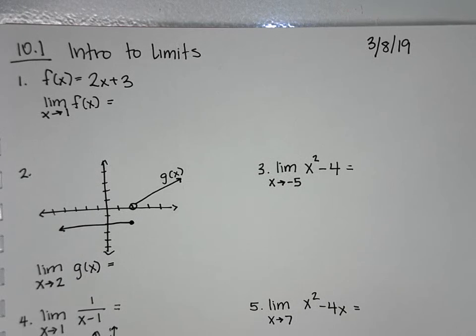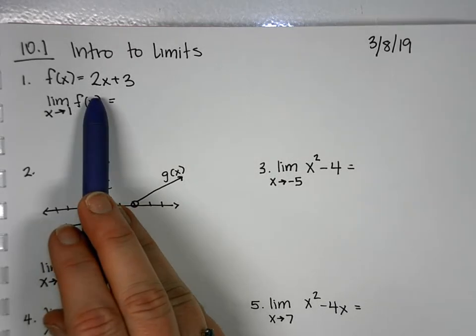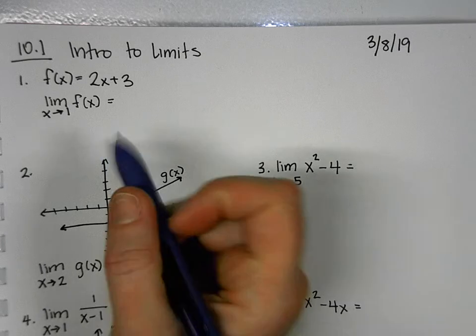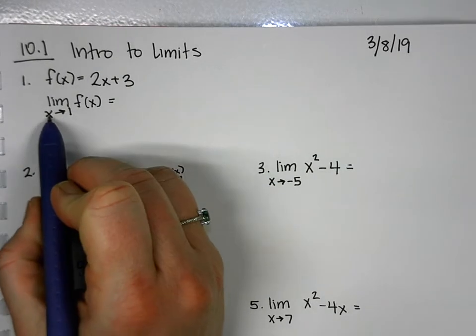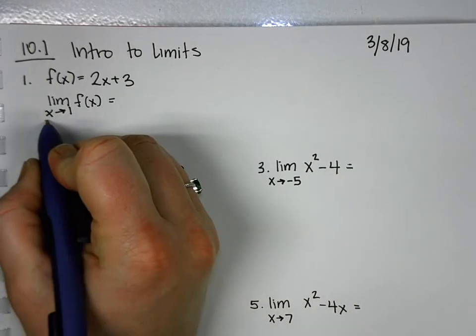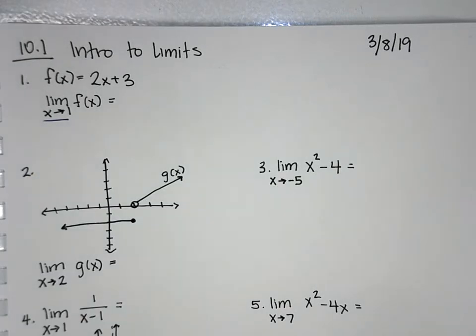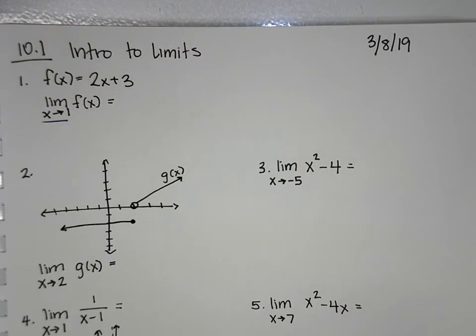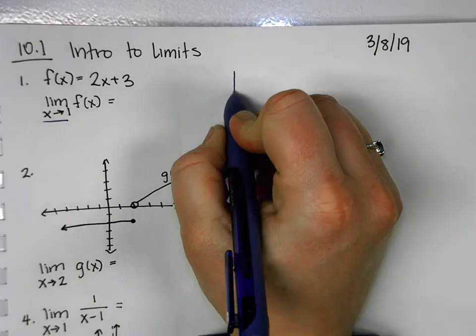So we're going to start with pretty basic things today with limits, and that is mostly just how to find it by looking at an equation or a graph, because there's a couple different ways you can go about finding a limit. So this first one, we have a line, f of x equals 2x plus 3, and we're going to find the limit as x approaches 1. So this right here tells us the x value that we're trying to match a y value with.